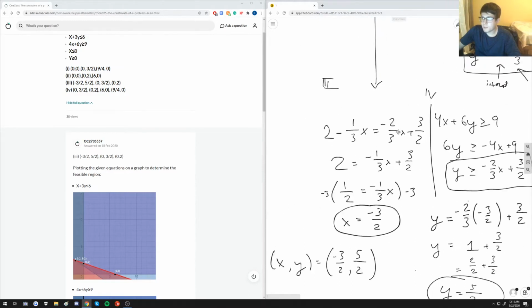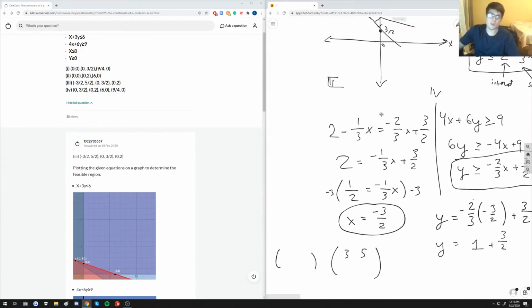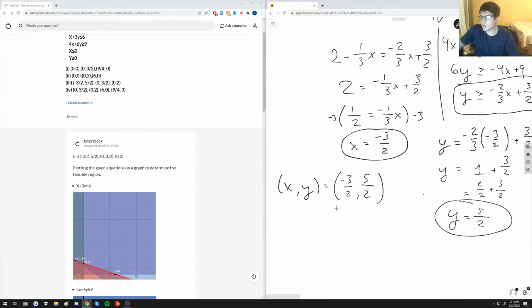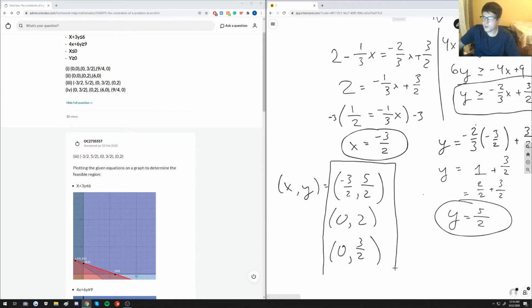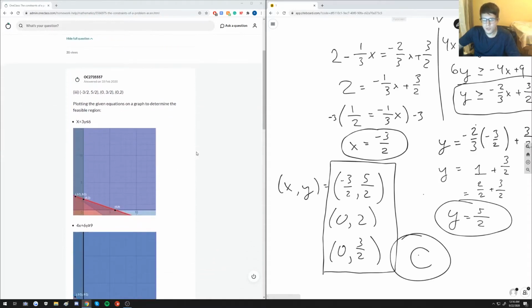And the points that make up our boundary would be the two intercepts here that we found and this point of intersection. So our two intercepts both have an x value of 0, and their y value is the value of the intercept. So we're going to write that the first intercept is 0, 2, and the second intercept is 0, 3/2. These 3 points make up our boundary. So that's the solution. More specifically, answer choice C, I believe. Yes, answer choice C.